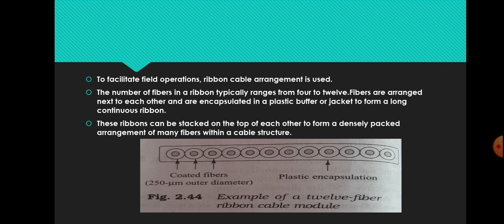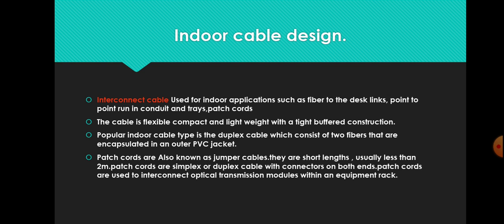And once the ribbon is formed, these ribbons can be stacked on top of each other to form a densely packed arrangement, so that a large number of fibers within the cable structure is obtained. Each fiber is shown here, and those are coated fibers, that is primary and secondary coated fibers, that have a diameter of 250 micrometer, and plastic encapsulation is also shown in the figure.